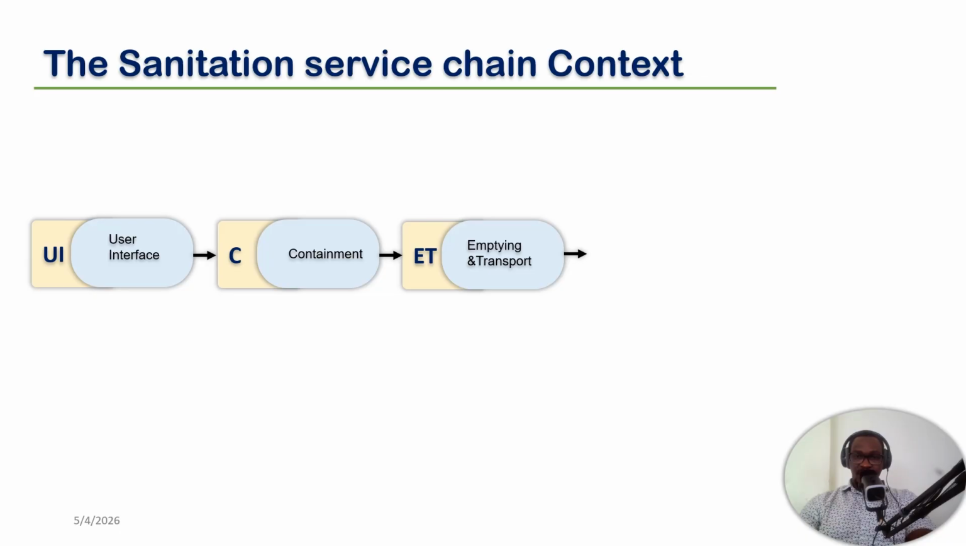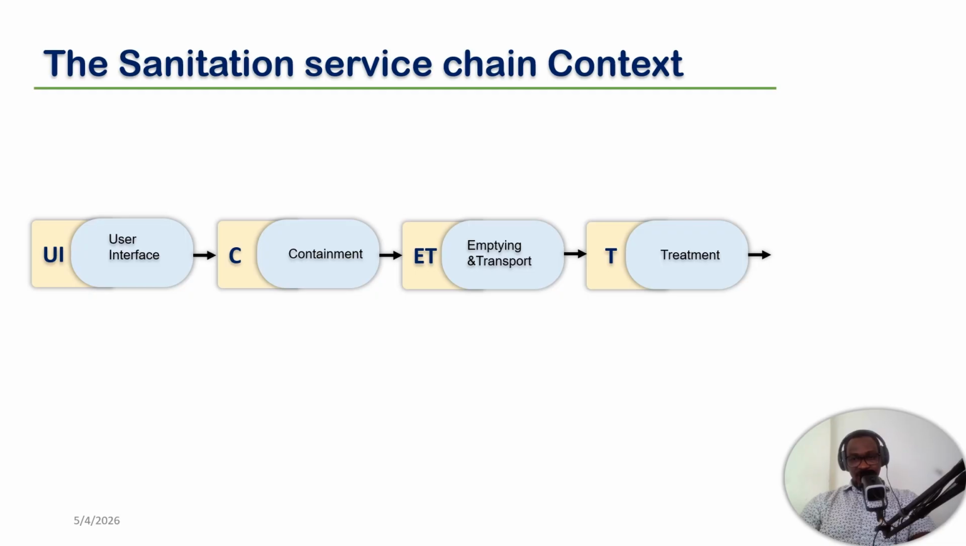Then we have something to do with emptying and transport. Here we're looking at desludging sessions where the cesspool trucks come and pick the waste, and then it's transported to a fecal sludge treatment plant. The other is to do with treatment. In the treatment here, we're looking at fecal sludge treatment. In this case, you would have co-treatment if you have a wastewater treatment plant. And then you can have a fecal sludge treatment plant dedicated to manage fecal sludge.